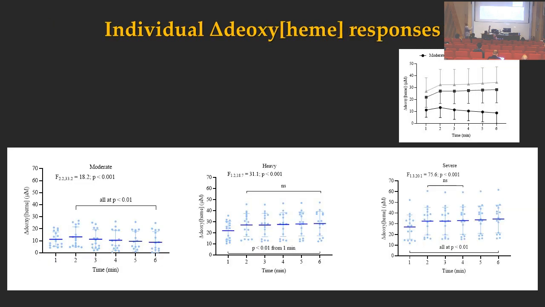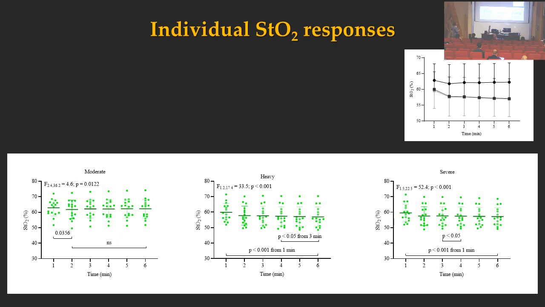So you can see here the individual numbers and the statistics. There was a significant decrease here in the moderate domain. So the deoxyheme decreased, but you can see in all the data large variation associated in these domains. Here in the moderate domain, this remains stable. There's no significant difference. And here in the severe domain, the 5th to the 6th minute increased compared to the others. Here are the data from the STO2 response.